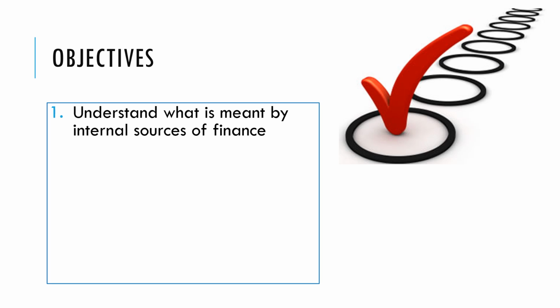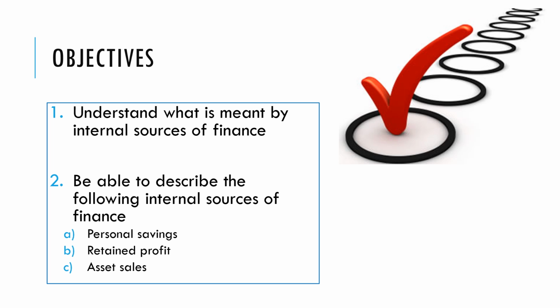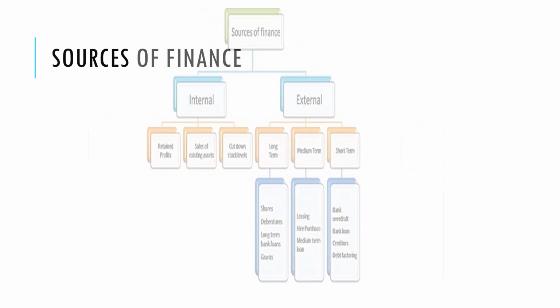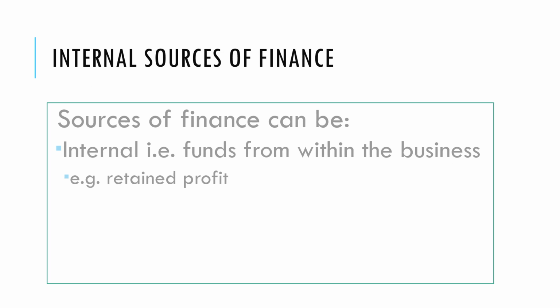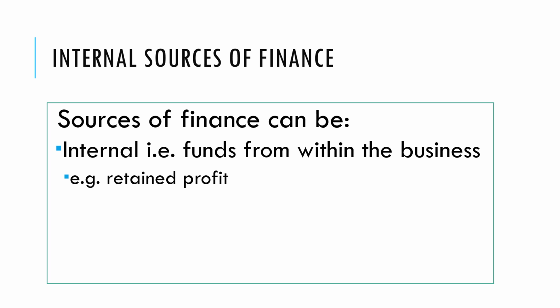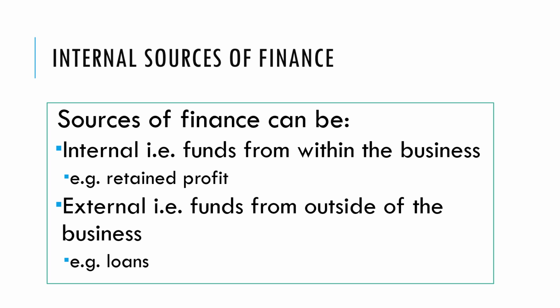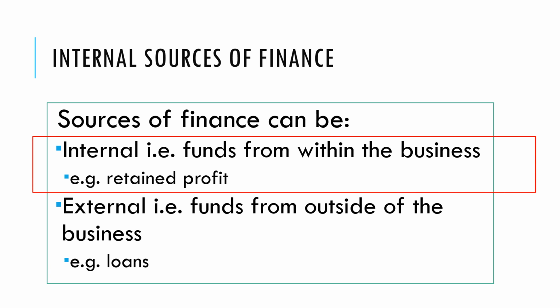In this video, we're going to look at internal sources of finance, and in particular personal savings, retained profit and asset sales. When considering sources of finance, there are two broad categories: internal and external. Internal sources of finance are funds from within the business, whereas external are funds that come from outside of the business. In this video, we're focusing on internal sources of finance, which are funds that come from within the business.